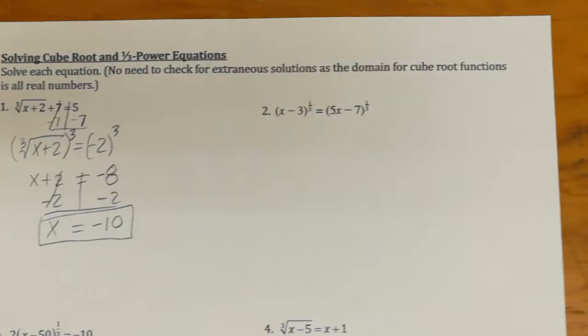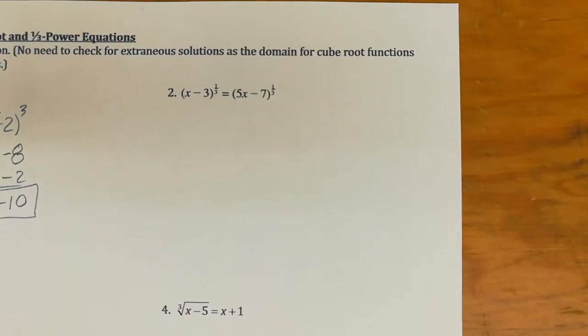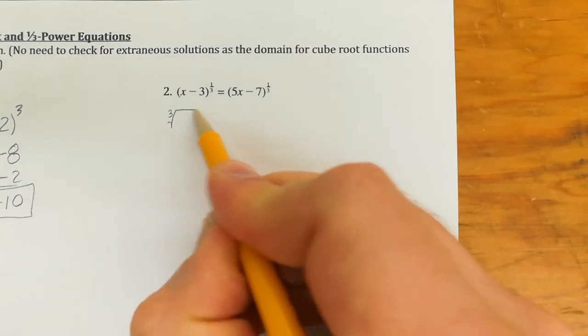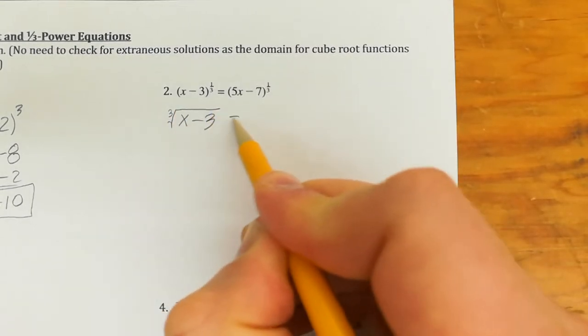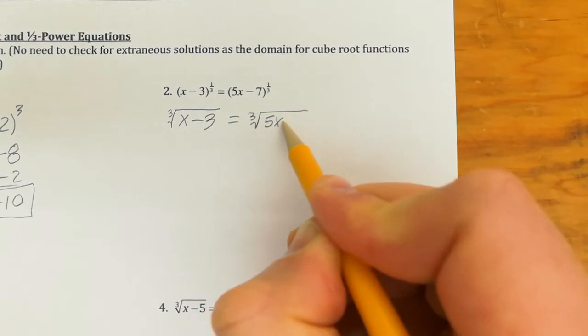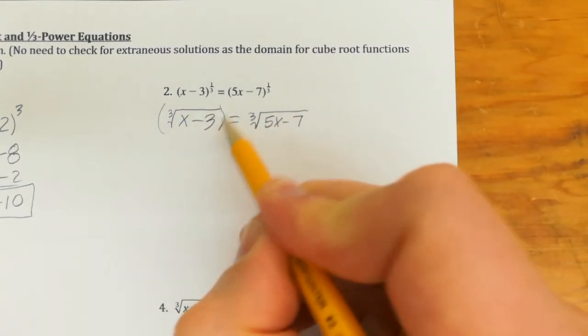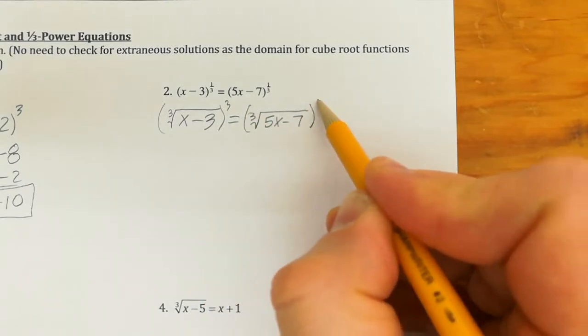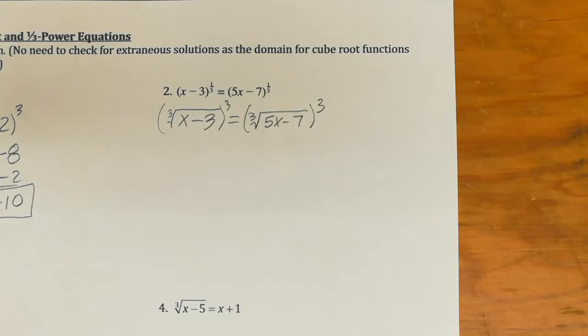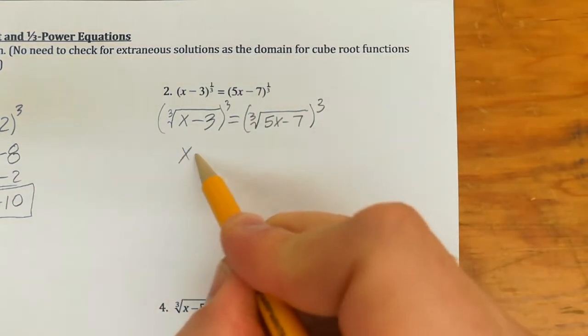All right, number 2. These are 3rd power equations. What I like to do is rewrite them as cube roots. You don't have to do this, but it's something I like to do just to help me out. And either way, we're going to cube both sides in order to get rid of the cube roots. You could have also cubed both sides here, and you're going to end up with the same result. So it's just kind of your preference there.